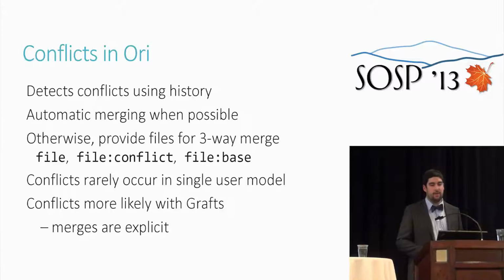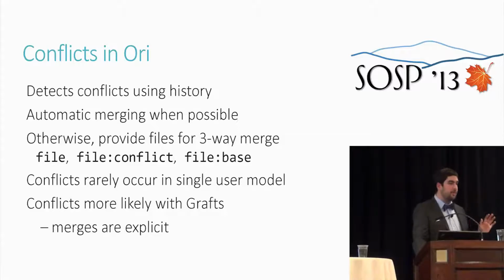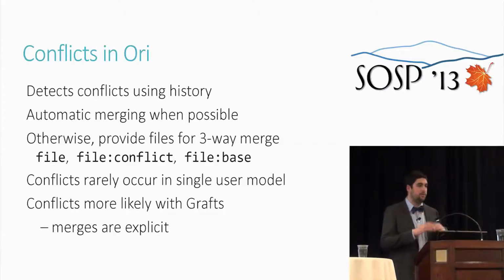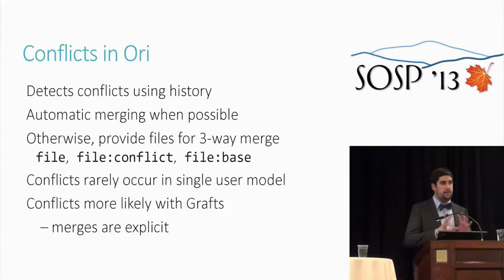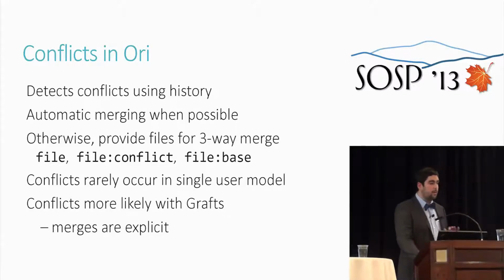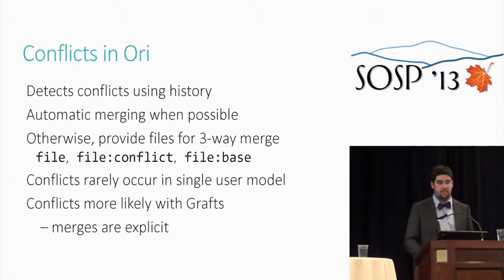So what do we do about conflicts? First of all, we detect conflicts using the history. We automatically merge when it's possible. Otherwise, we provide data so people can do a 3-way merge. So we give them 3 files: the conflicting file, the base version, and the original. Conflicts should be fairly rare in the single user case. When users are just replicating data, it's fairly rare because they're carrying devices with them, and we'll talk about that a little further. But conflicts are fairly likely in the grafting case. The nice thing is that in the grafting case, things aren't automatic. Merging is a very explicit operation here.